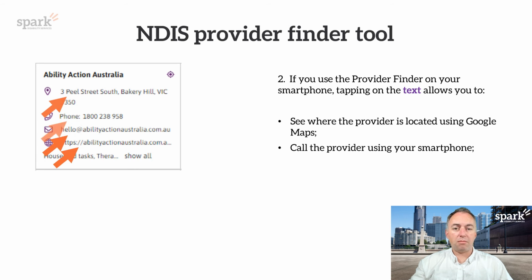If you tap on the phone number, it will automatically put that phone number into your phone so that you can call the provider straight away. If you tap on the email, it will set it up so that your phone can let you send an email to the provider. And if you tap on the internet address, it will take you directly to the provider's website.